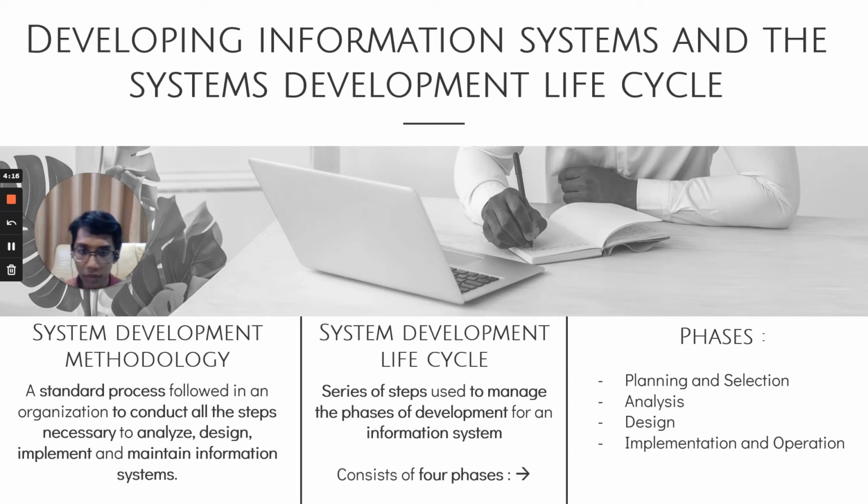Moving on to the system development lifecycle. The system development lifecycle is a series of steps used to manage the phases of development for an information system. So there are 4 phases in the system development lifecycle, which are planning and selection, analysis, design, implementation, and operation.